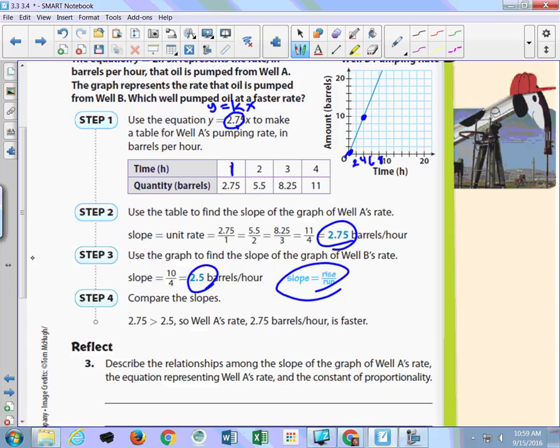So which one is pumping more oil? The one that's 2.5 barrels per hour, or the one that's 2.75 barrels per hour? Okay. So the graph represents B. This represents A. So, well, A is faster.